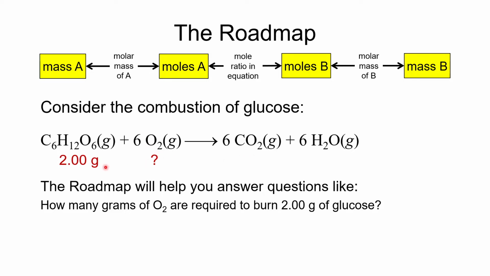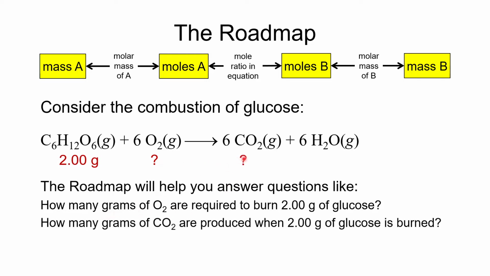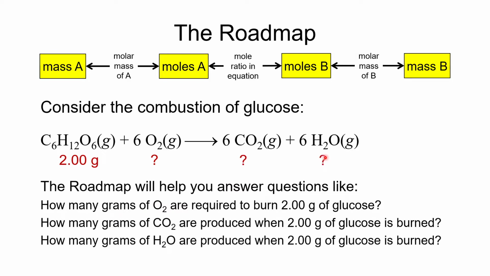Likewise, if we burn the 2.00 grams of glucose, how many grams of carbon dioxide are going to be produced? In a similar fashion, how many grams of water are going to be produced when we burn this many grams of glucose? So this is a pretty straightforward kind of calculation, and if you just follow the steps, you should be able to do this pretty easily.